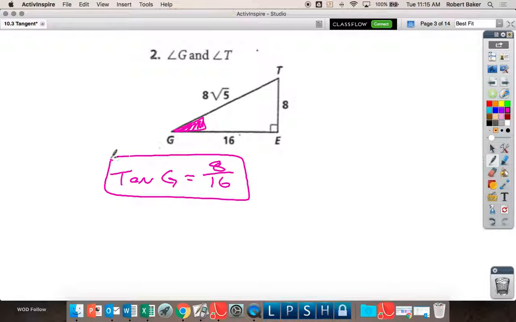That's all I need. There's no sense in simplifying, because your calculator does all the math for you. Is that okay? So now if I tangent from the other angle, if I tangent from T, the tangent of T is equal to 16 over 8.